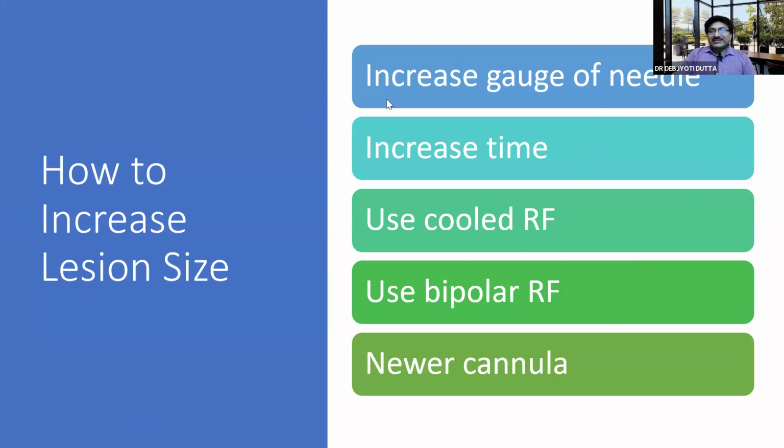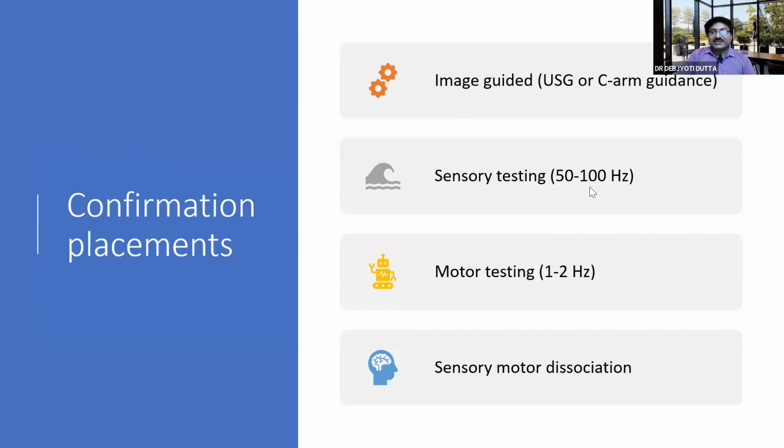To increase the lesion size, these are the techniques: using a larger, thicker needle, increasing time up to a certain level, beyond which it will not increase, using cooled RF, using bipolar RF, and newer cannulas that I have not discussed.